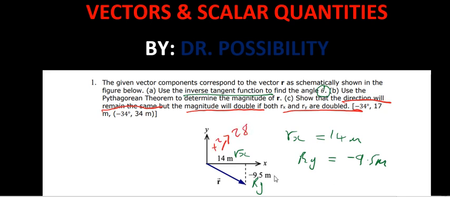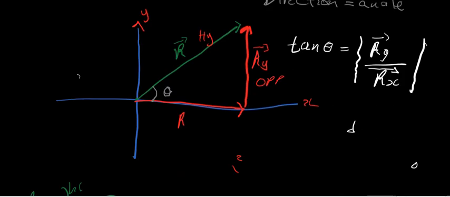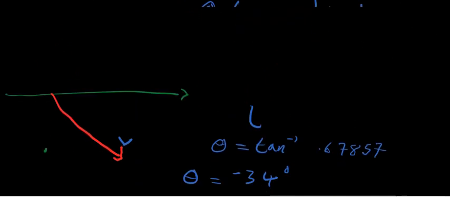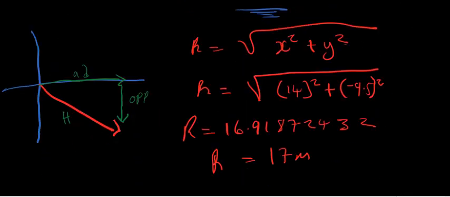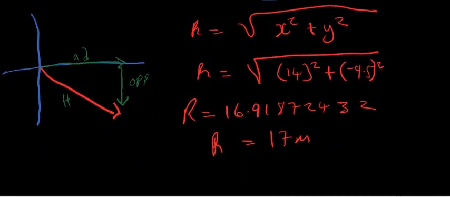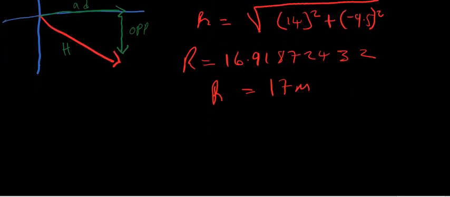28 there. Then when we double this one, what are we going to have? If we double this one, it's going to be negative 19. So we have been asked what will happen if we were to double the sizes. Okay, so we'll use the same method to work out this part.